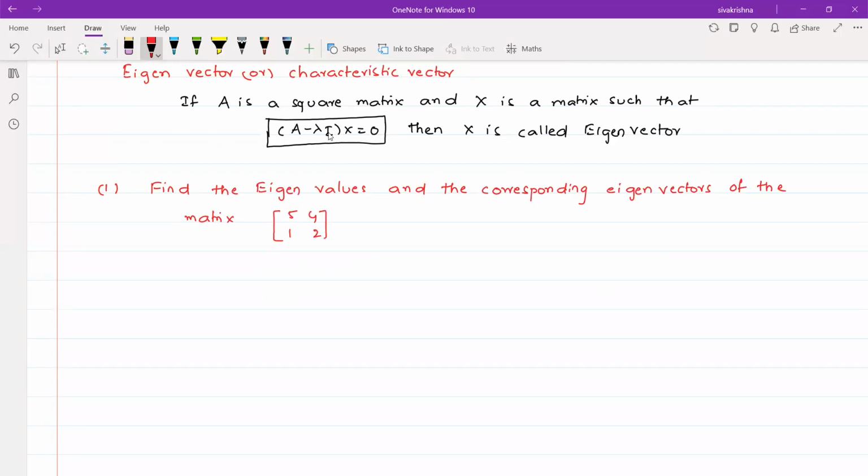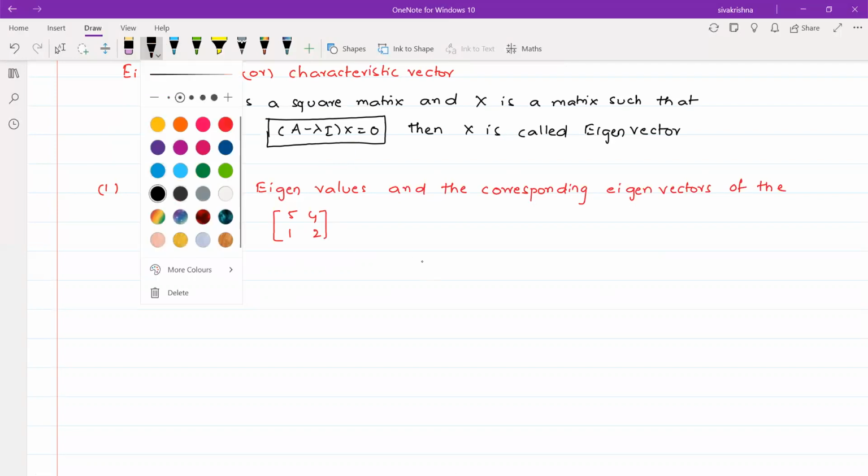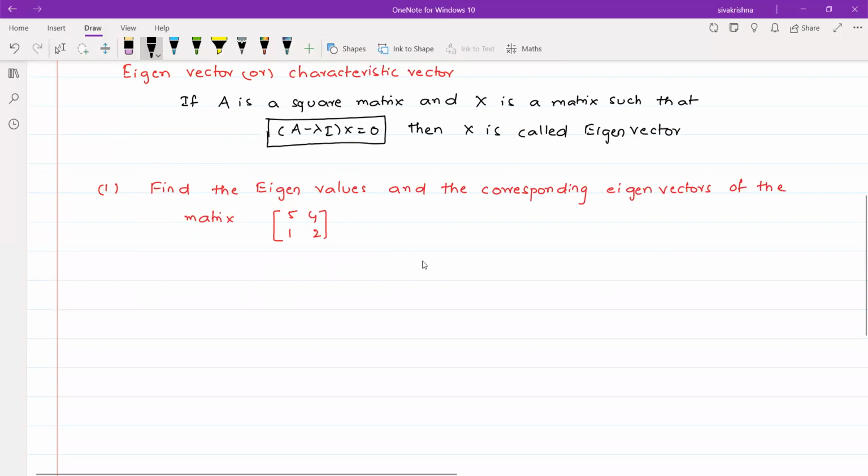Okay, so this is a 2 by 2 matrix. The number of rows and number of columns are 2. I am naming this matrix as capital A. Let A be equal to [5, 4; 1, 2].